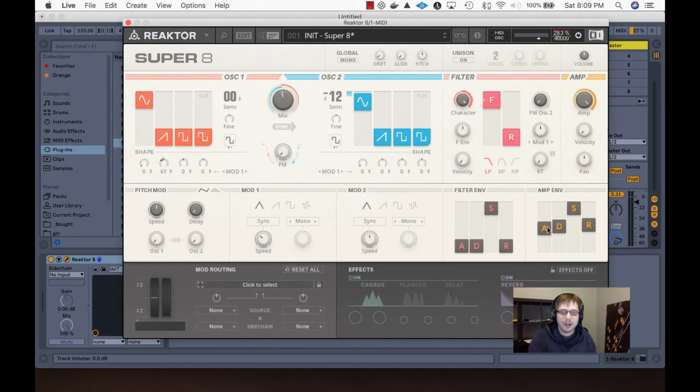Attack is like how hard am I going to be coming into this sound? So with a piano, it's right away. With a guitar, it's right away because both those are percussive instruments. But with something like a violin, it slowly comes in. So we can mimic that by bringing the attack up. So this is really good for pad sounds.